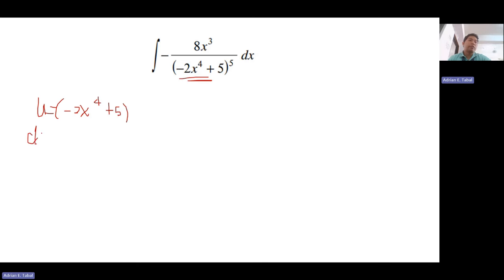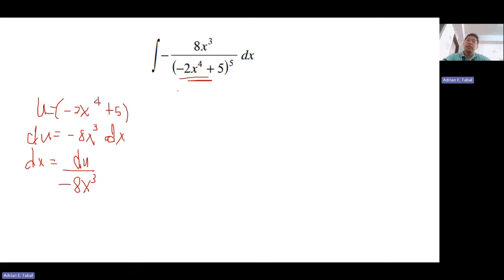So next, du. du is negative 8x raised to 3 plus 5. No, plus 5 since the derivative of the constant is 0. So this is negative 8x cubed dx. To find dx, divide both sides by negative 8x cubed. So dx is equal to du over negative 8x cubed.